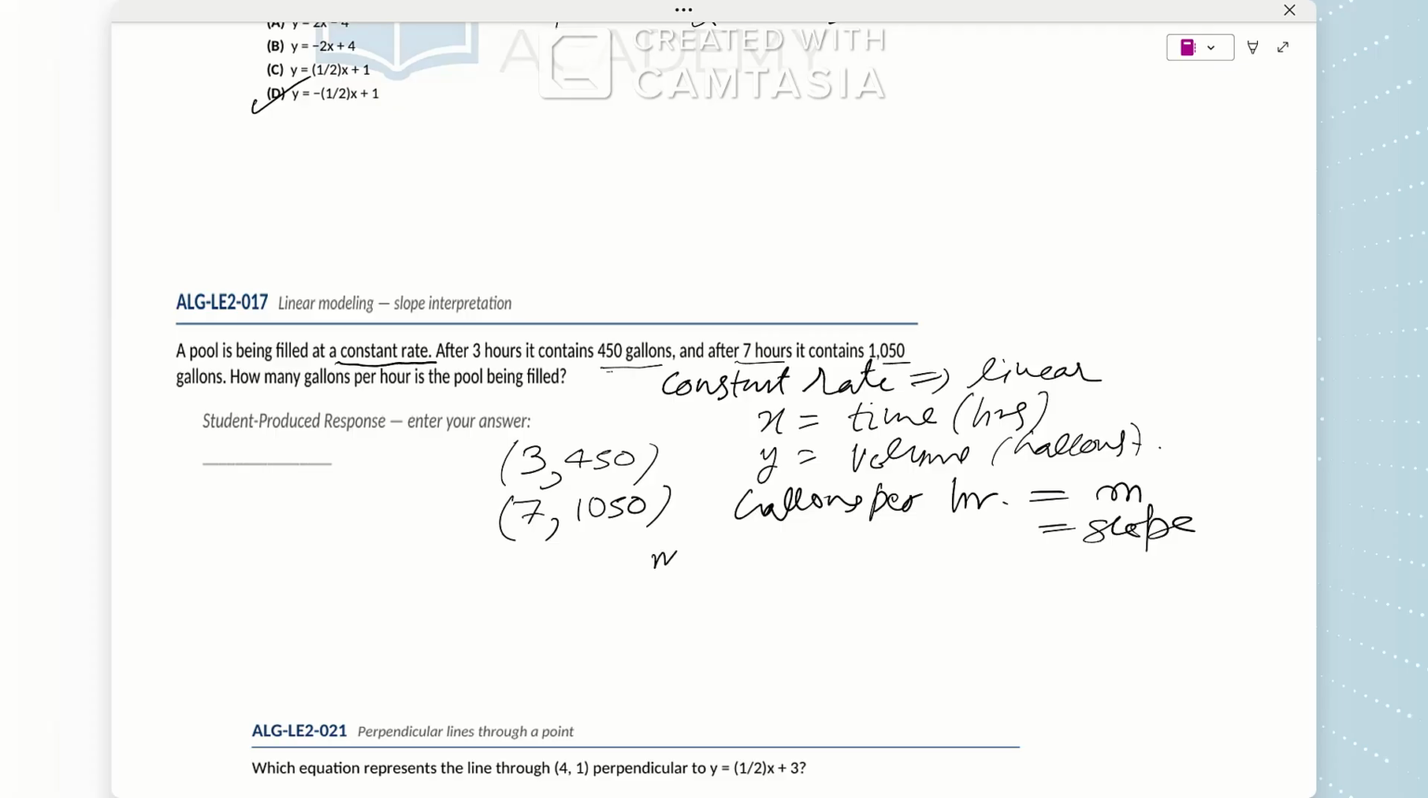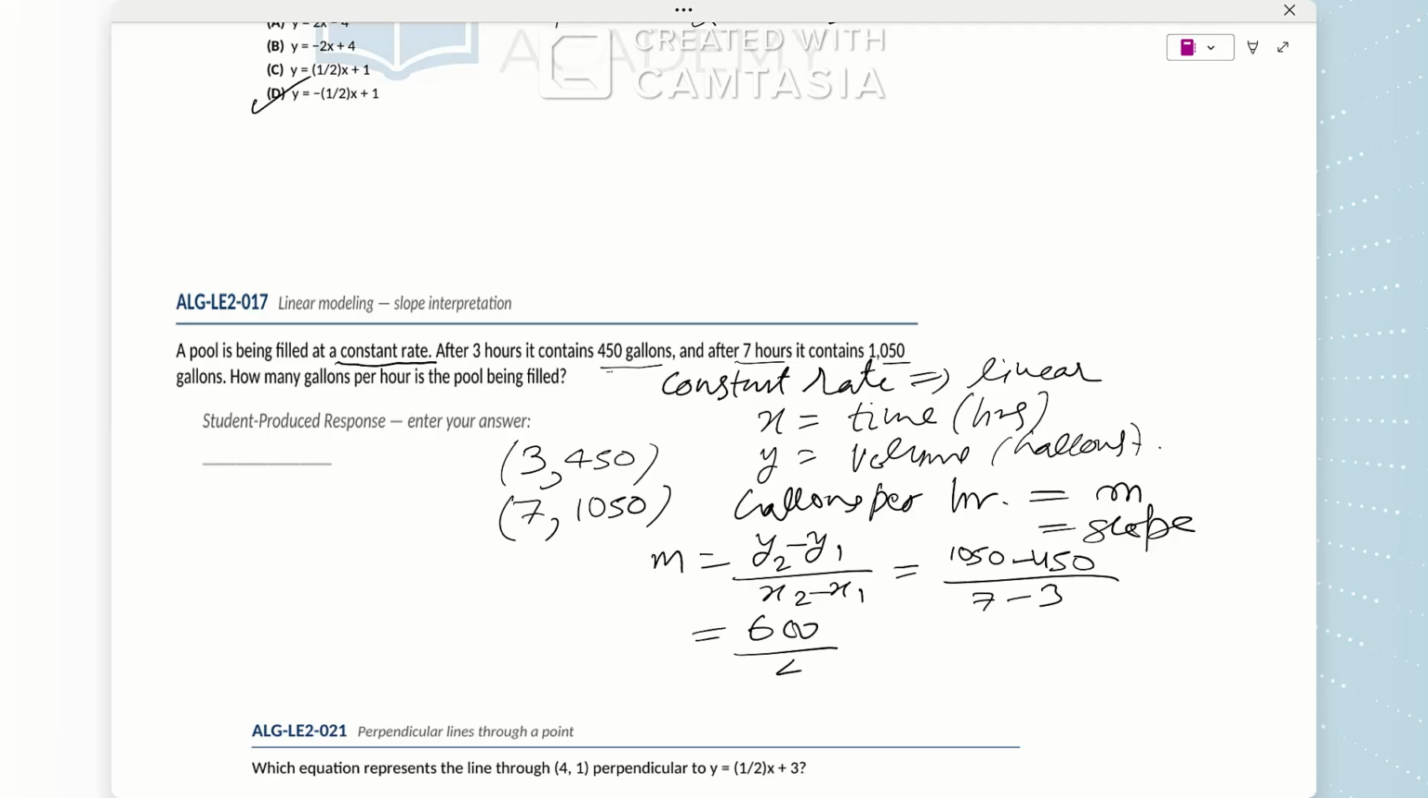So m is going to be equal to y2 minus y1 over x2 minus x1, which is 1050 minus 450 divided by 7 minus 3, which is 600 divided by 4 if you calculate, and it will be equal to 150 gallons per hour. So this is an SPR type of question. So you're going to write 150 here.